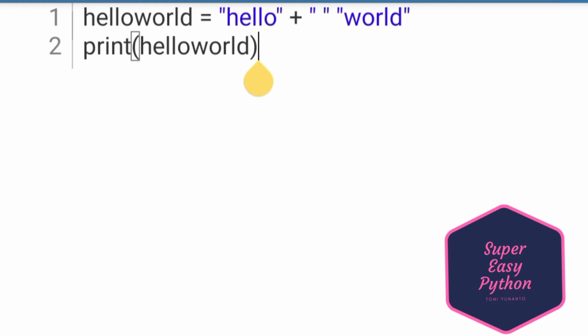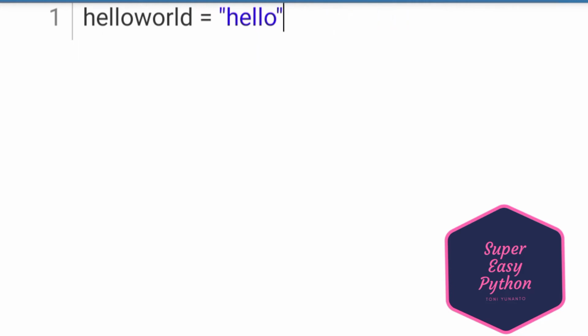And then next, friends, Python also supports multiplying strings to form a string with a repeating sequence. For example, like this. We make a variable, namely lots_of_hellos, equal to "hello" times, or asterisk, 10.